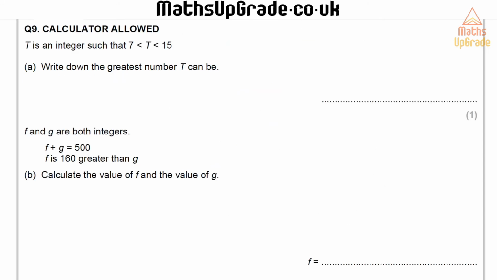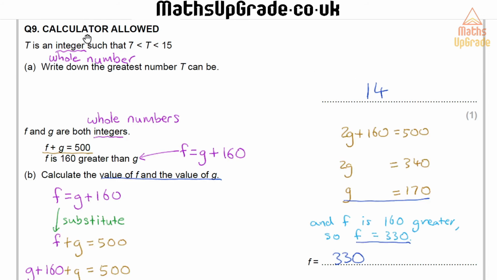In question 9, we're told that t is an integer such that it's between 7 and 15, not including those values. So the greatest number it can be, since it's a whole number, is 14.